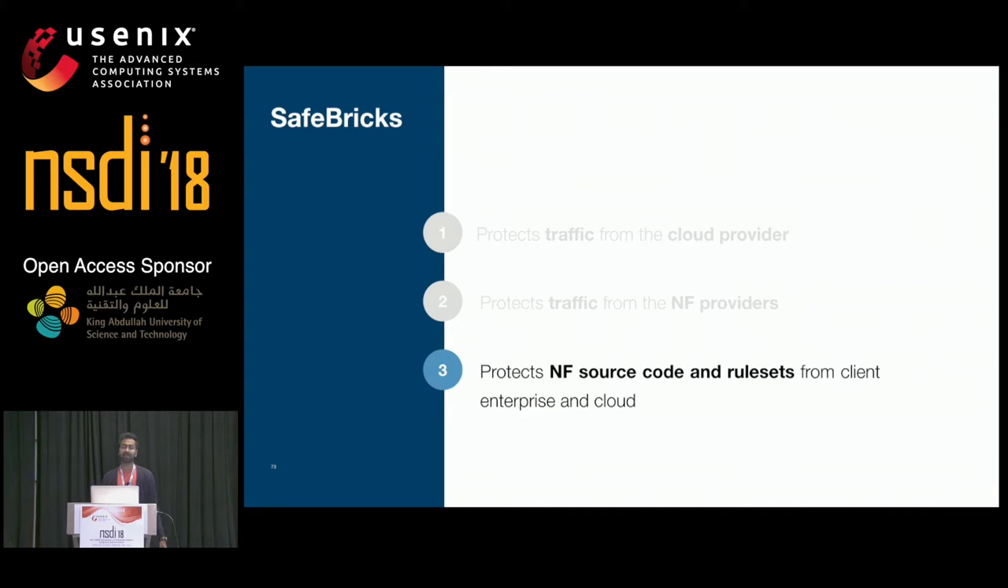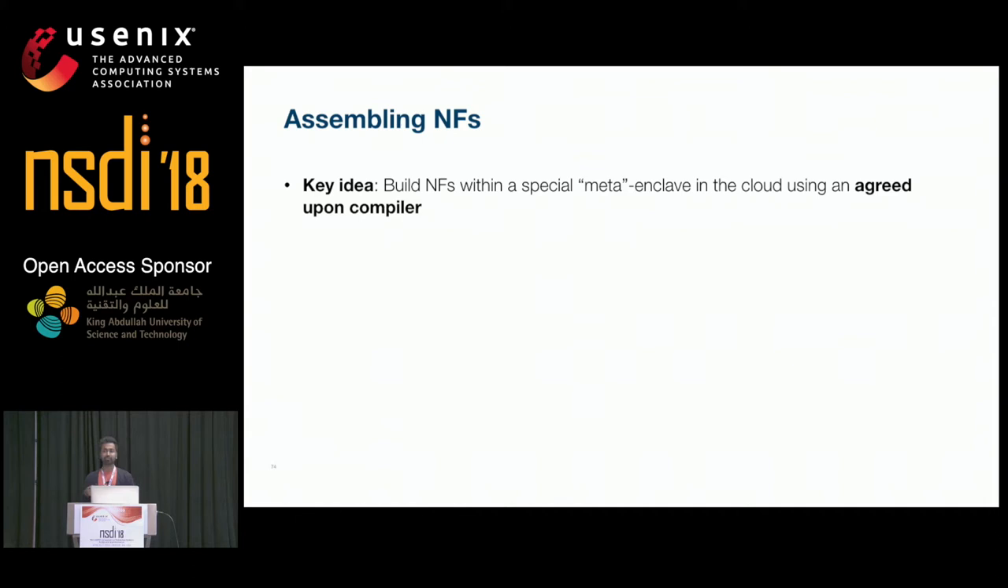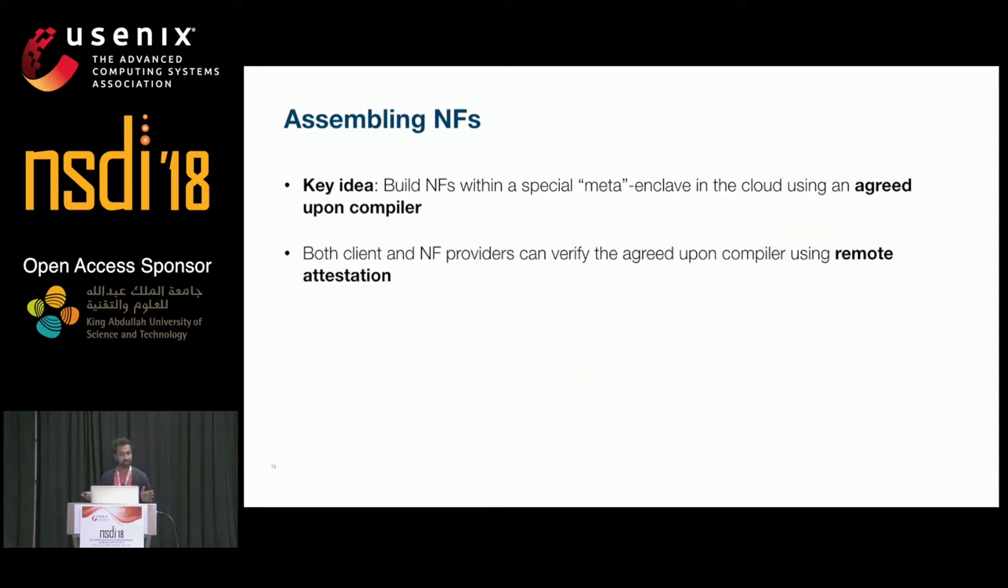And to prevent this, the key idea is to use a special meta enclave in the cloud that is responsible for assembling the NFs together. So this enclave contains a compiler that both the NF vendors and the client enterprise have agreed upon. And that compiler is used to build the NFs together. And this works because now both the vendors as well as the client can remotely attest the contents of this enclave. The vendors are assured that this compiler would not exfiltrate their code and rule sets, and the client is assured that it will actually implement the required safety policies.